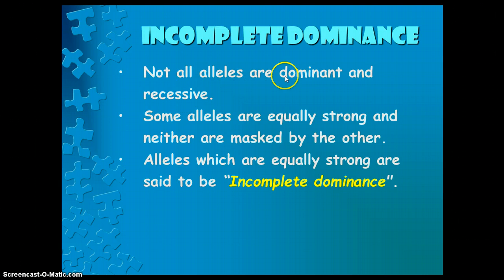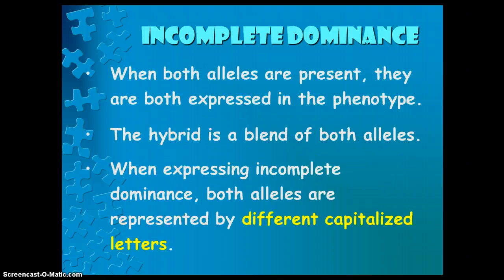So it says not all alleles are dominant and recessive. Some alleles are equally strong, and neither is masked by the other. Alleles which are equally strong are said to have incomplete dominance. What happens when we have incomplete dominance is we have both alleles present and they're both expressed in the phenotype. So the hybrid or heterozygous genotype is a blend of both alleles.